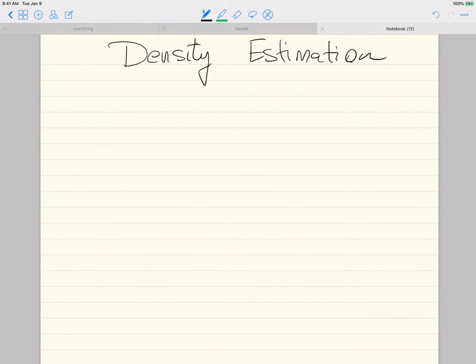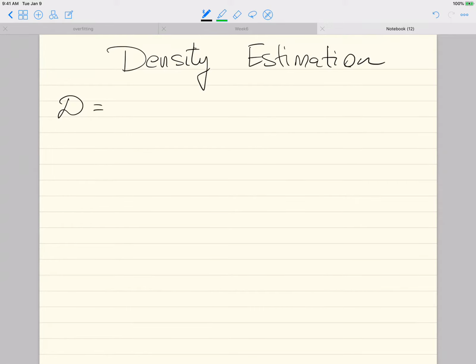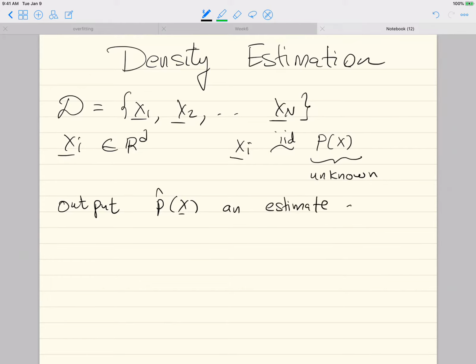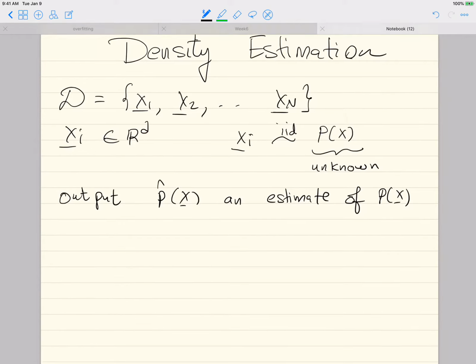So in this setting, you have a training set consisting of n data points. We assume that each xi is an element in Rd. It's a d-dimensional vector in the Euclidean space. And all the data points are sampled IID from some distribution Px. However, the distribution is unknown. And we want to output P hat of x, which is an estimate of the unknown distribution Px.